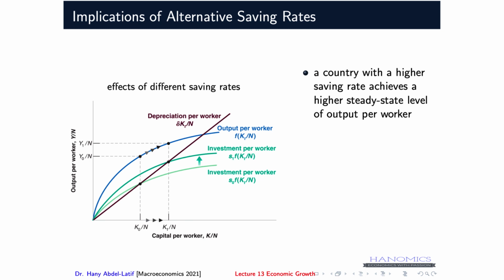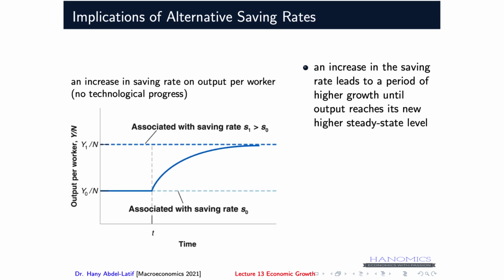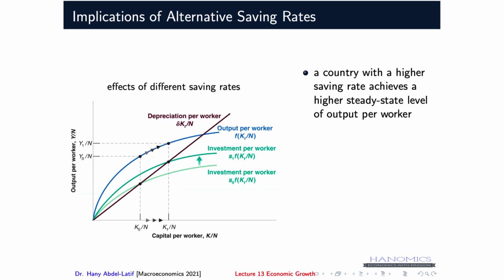Again, just moving from S0 to S1 will shift that investment per worker curve upward, and that will result in a higher steady state level of output per worker. So if you take that part of the function, you will see that an increase in the saving rate leads to a period of higher growth until output comes to the point where the higher steady state level is. So that's exactly moving along the production function from point K0 over N to K1 over N because of a higher saving rate.